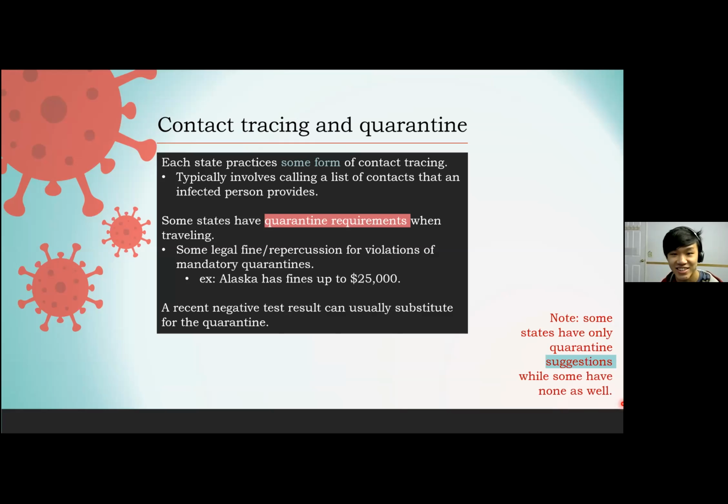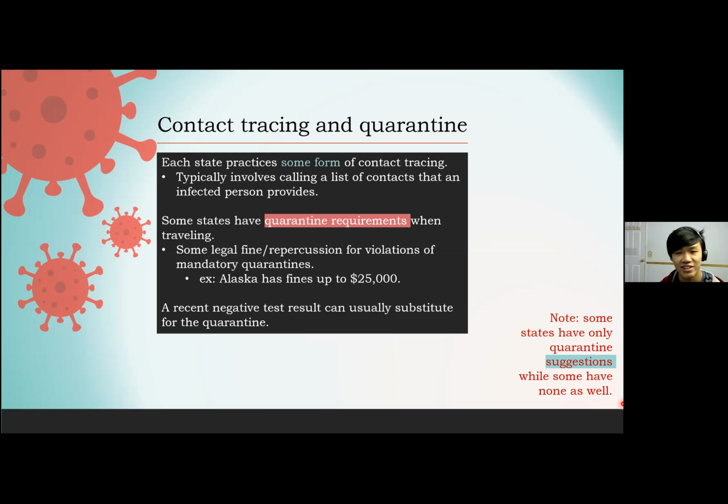So the last one was contact tracing and quarantine. With this, each state does practice some form of contact tracing, at least they claim to. It typically involves calling a list of contacts that an infected person provides. Some states also have quarantine requirements when traveling. As we know, if you went back on campus, for example, to Massachusetts, you had to fill out a form saying you would do a quarantine for at least 2 weeks, or provide a negative test result that can substitute for that quarantine. And some states do impose a legal fine and repercussion for violations of these quarantines.